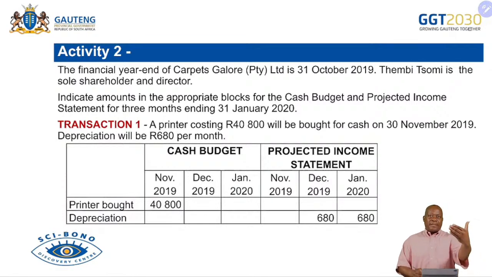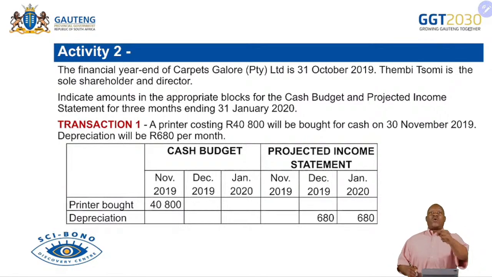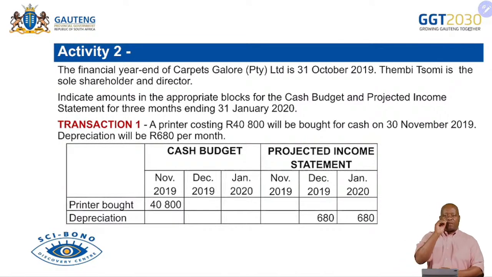But there is also depreciation coming. Is depreciation going to affect our cash budget? Never. It's a non-cash item. Is it going to affect our projected income statement? The question is, is it an income item or is it an expense item? And the answer is, it is an expense item. Because of that, it affects our projected income statement.